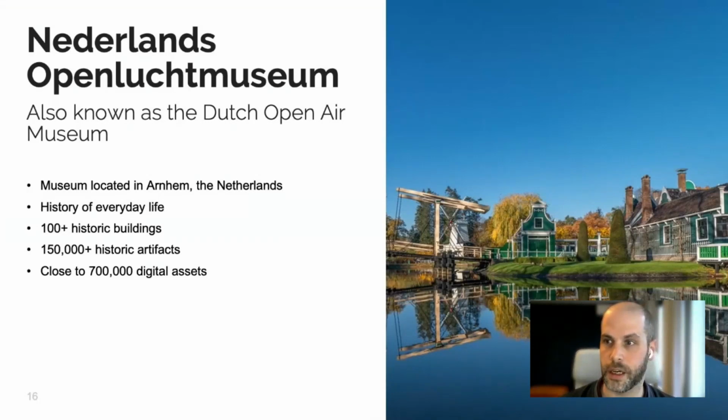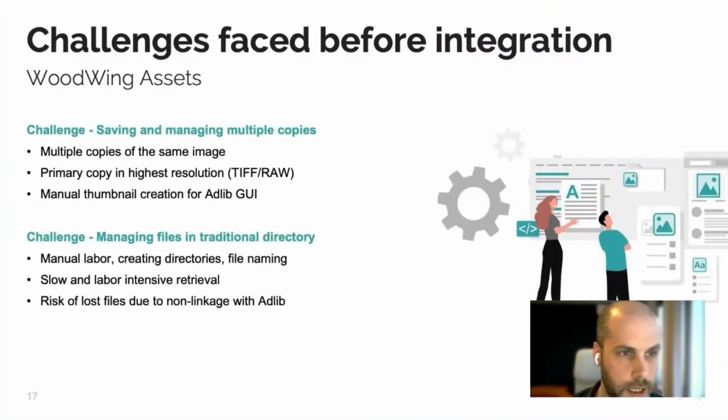As for the challenges we faced before implementing Assets. Before we had Assets, the Openluchtmuseum would have to create, save and manage multiple copies of the same image. So we would have a primary copy of an image in the highest resolution available, typically in a lossless TIFF or RAW file format, and specifically for Adlib, or Axial Collections soon, we had to create a thumbnail or a smaller sized image file, so it could be shown within the Adlib GUI.